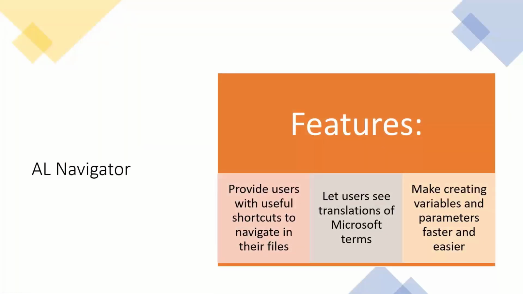Okay, so the AL Navigator has 3 features. The first one is that it provides you with useful shortcuts to navigate in your files. This was the first feature that I implemented and is the reason for the name AL Navigator. The second feature is a pretty new one. I just implemented it in the last 2 weeks. You can use it to see translations of Microsoft terms like field names in Visual Studio Code.